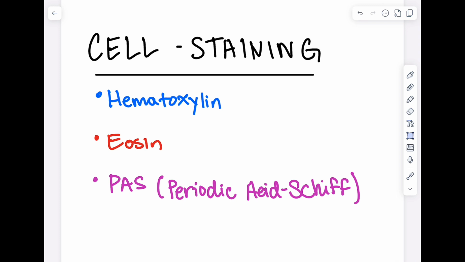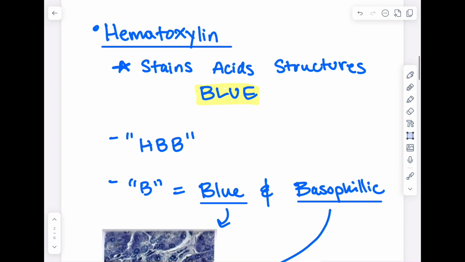Today's misconception is going to be on Intro to Histology with cell staining. So there are three different types of cell staining that we are being taught in lecture. We have the hematoxylin staining, the eosin staining, as well as the PAS, or the periodic acid Schiff, staining. So let's get right into it.